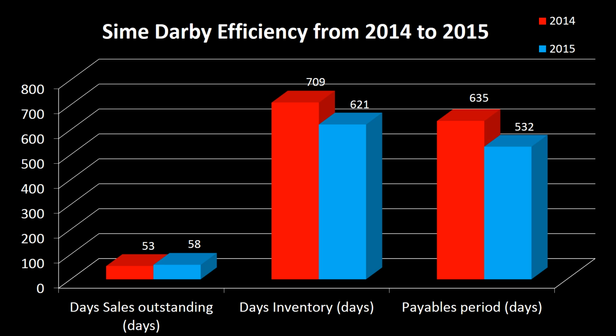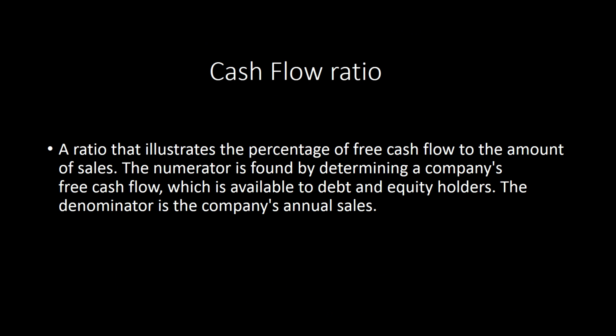This improvement is due to the increase of free cash flow which makes the company pay its creditors faster. However, the payable period is still too high as the business still took a very long time to pay its creditors. Free cash flow ratio is a ratio that illustrates the percentage of free cash flow to the amount of sales. The numerator is found by determining a company's free cash flow, which is available to debt and equity holders. The denominator is the company's annual sales.